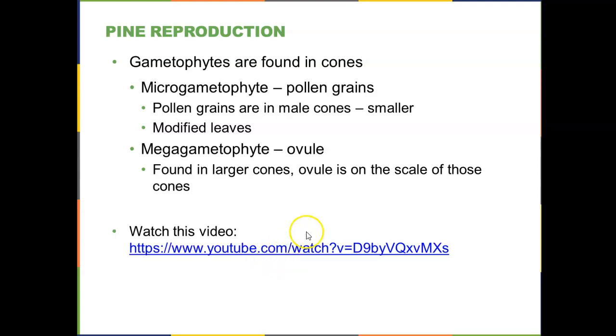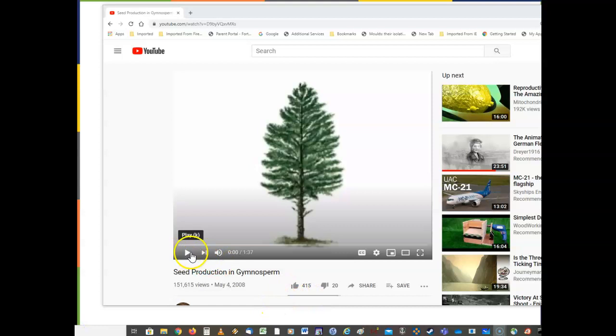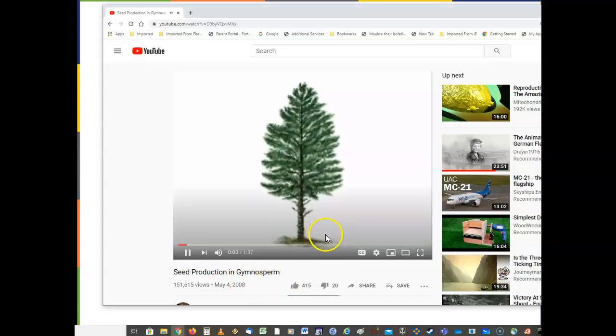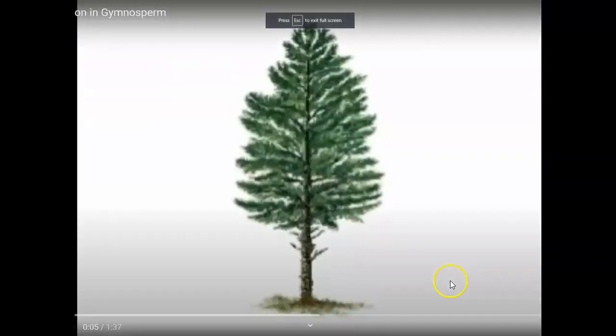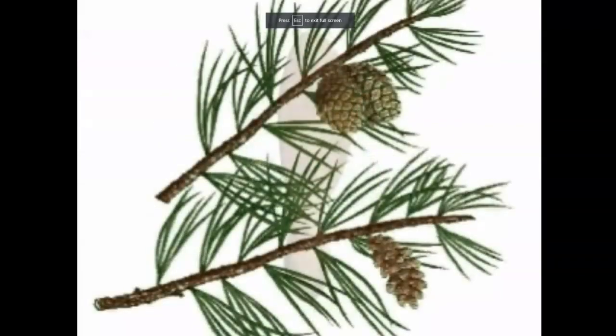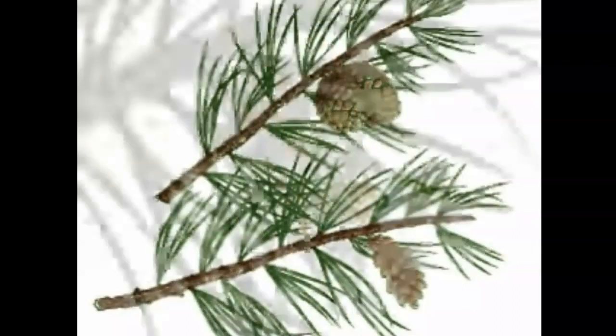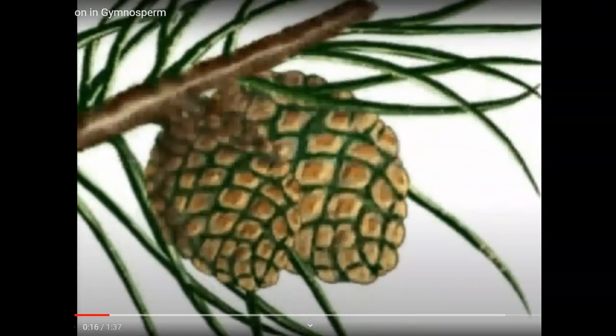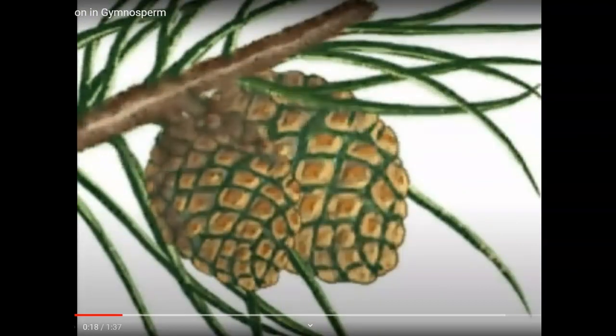So let's go ahead and take a look at this little video right here. All right, let's see how this works. A pine is a common conifer found all over the northern hemisphere. It can be used as a model for the seed production process in all gymnosperms. The adult sporophyte, the pine tree, develops male and female cones on separate branches.